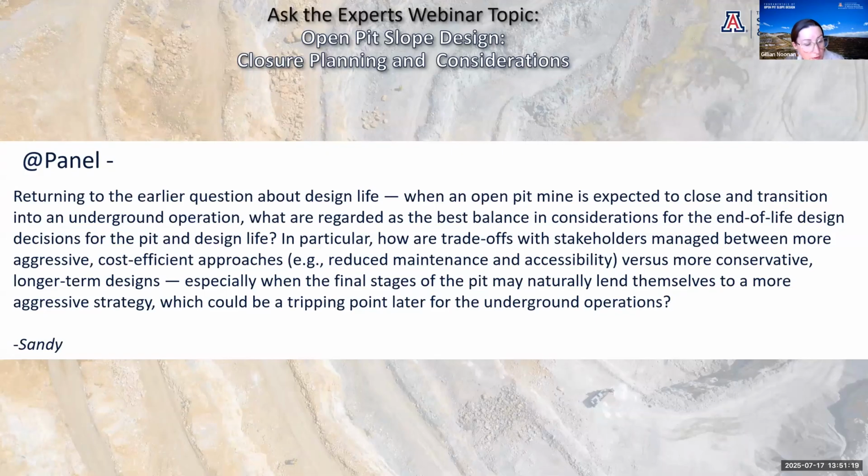So returning to the earlier question about design life, when an open pit mine is expected to close and transition into an underground operation, what are regarded as the best balance and considerations for the end-of-life design decisions for the pit and design life? In particular, how are trade-offs with stakeholders managed between more aggressive, cost-efficient approaches, for example, reduced maintenance and accessibility, versus more conservative, longer-term designs, especially when the final stages of the pit may naturally lend themselves to a more aggressive strategy, which could be a tripping point later for the underground operations.